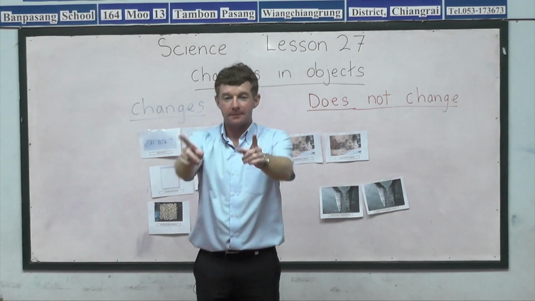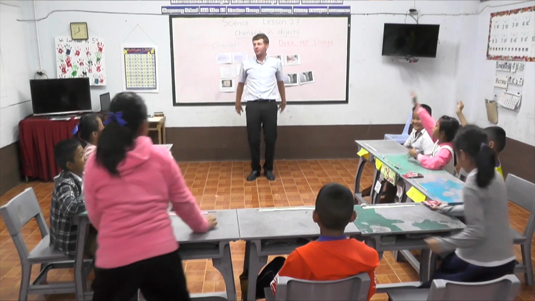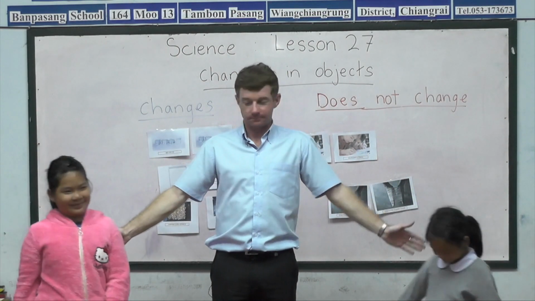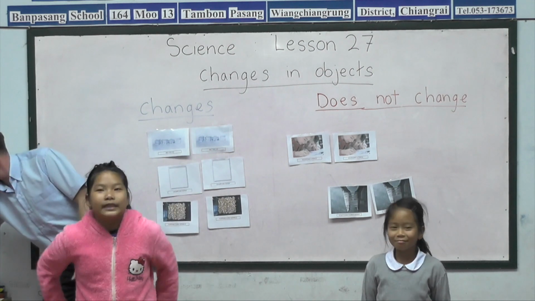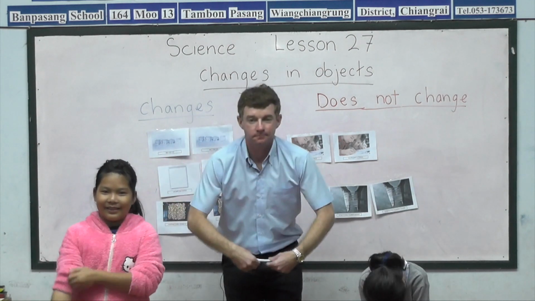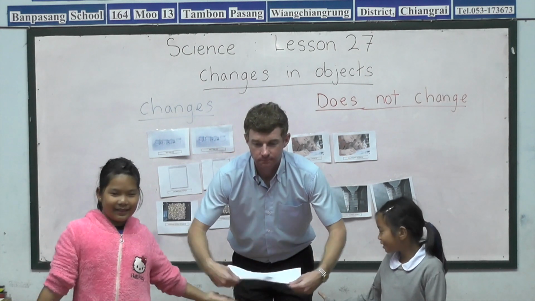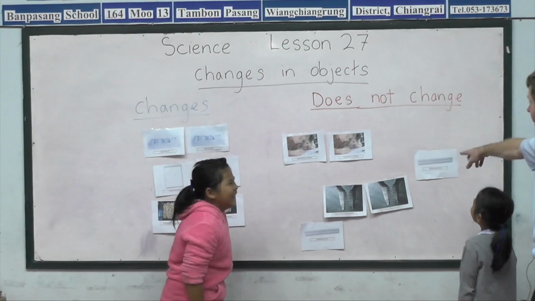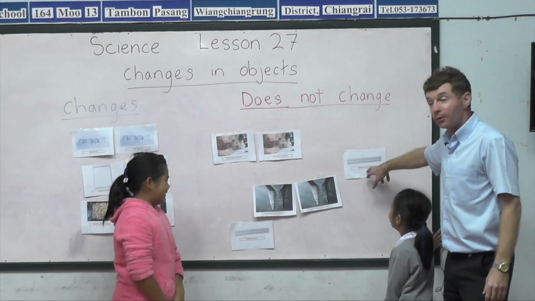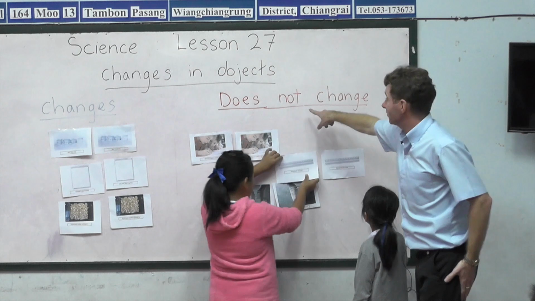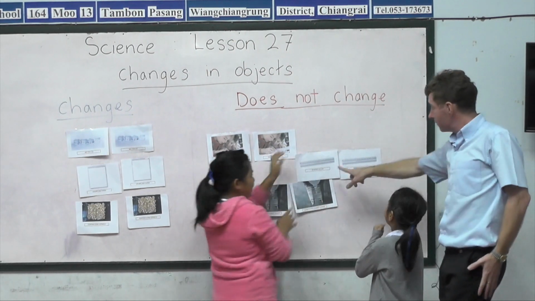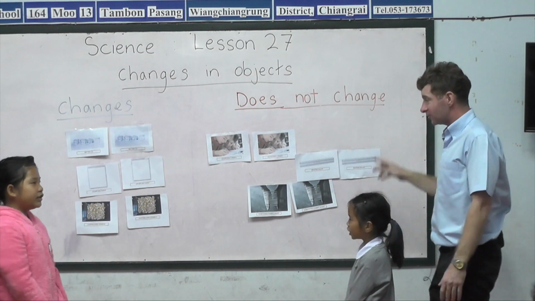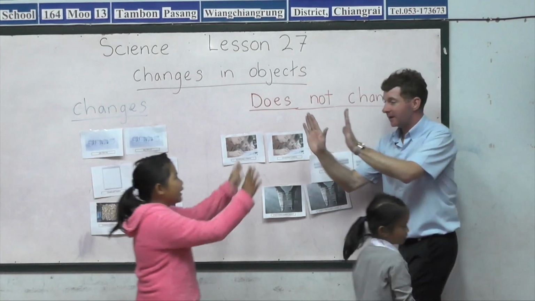Final one. Who would like to go? Me. Lakdao and Prel. The first two hands went up. Sorry, you have to be quick. Are you ready? What do you have? Bending ruler does not change. Is that right, guys? Bending ruler. Can you say? Bending ruler does not change. High ten. Round of applause.